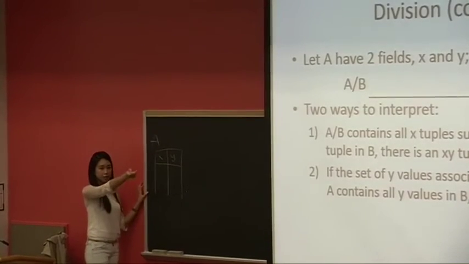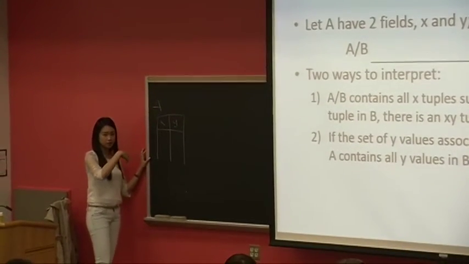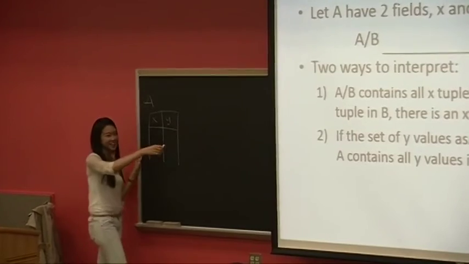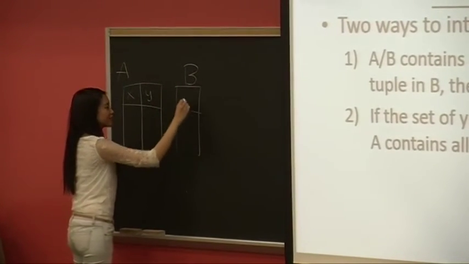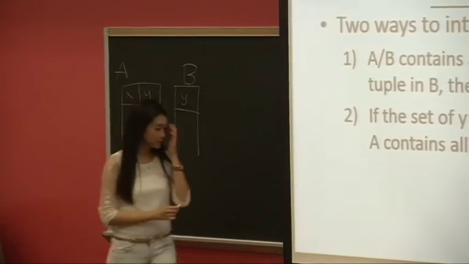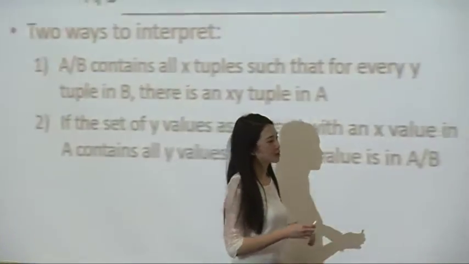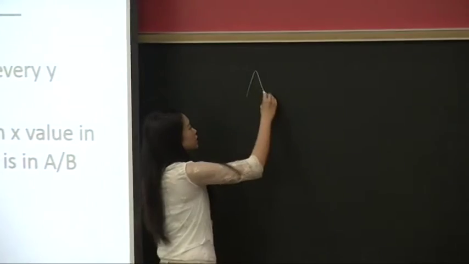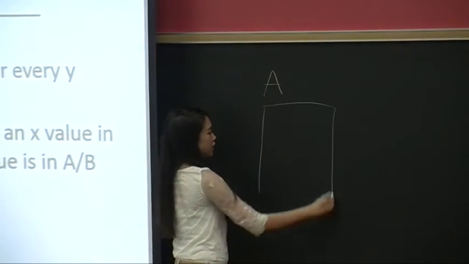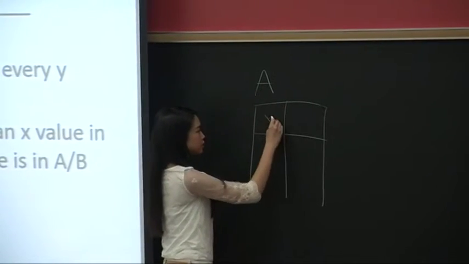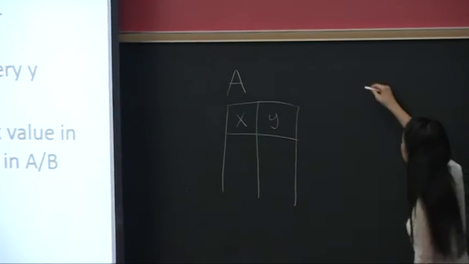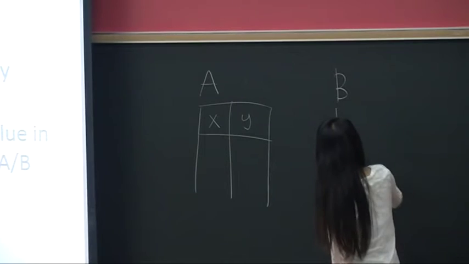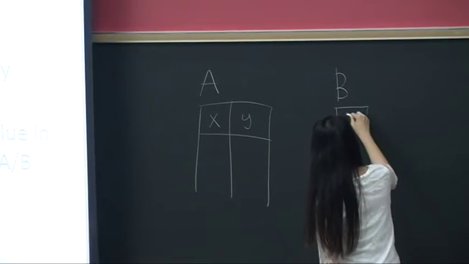Can you guys see that from there? No? Okay, I'll draw a copy of it. Give me 1 second. So this is relation A, with fields X and Y. Relation B, field Y.